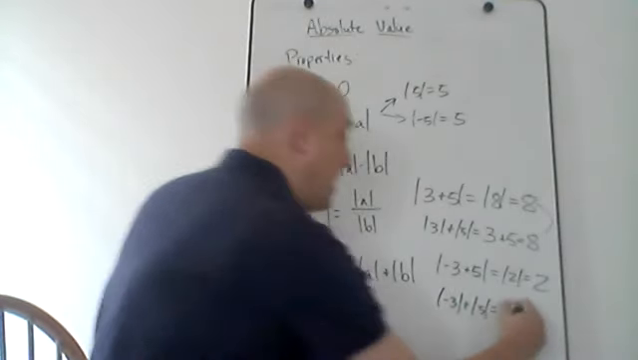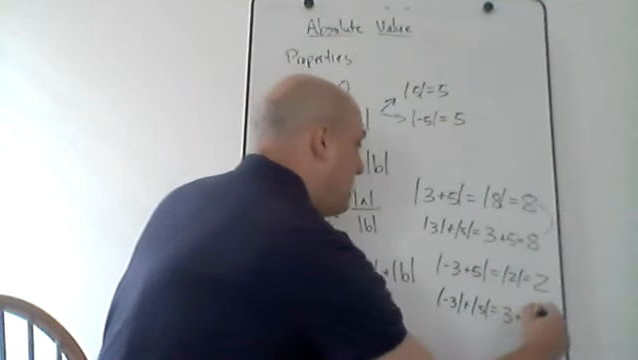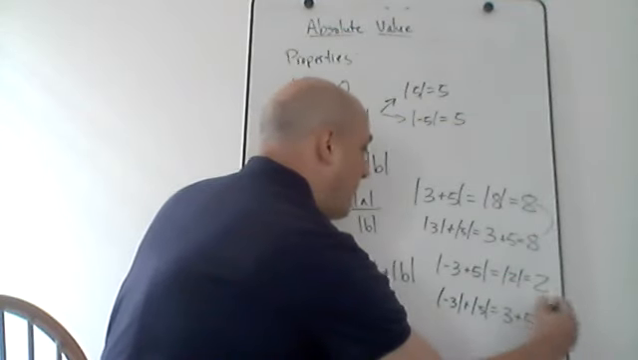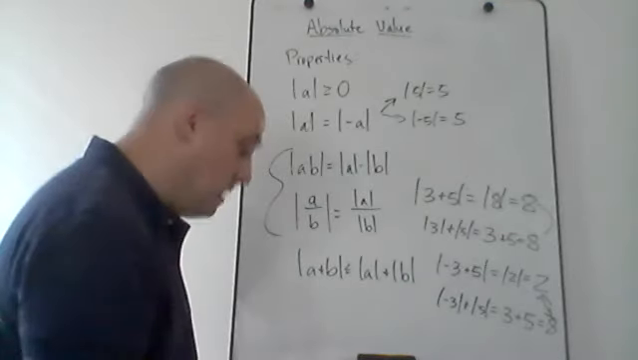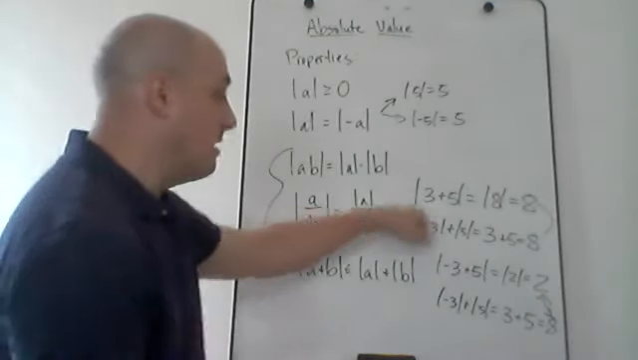The absolute value of negative 3 is 3. The absolute value of 5 is 5. 3 plus 5 equals 8. Those are not the same thing. Right? So sometimes this works and they are equal to each other.